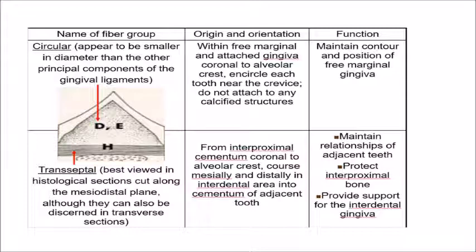Runs from the cementum of one tooth to the cementum of the adjacent tooth, coronal to the alveolar crest. This is also not having any bony attachment. Since it is present coronal to the alveolar bone crest, it protects the interproximal bone and supports the interdental gingiva, and also maintains the relationship between 2 adjacent teeth. So these are the 5 principal fiber groups.